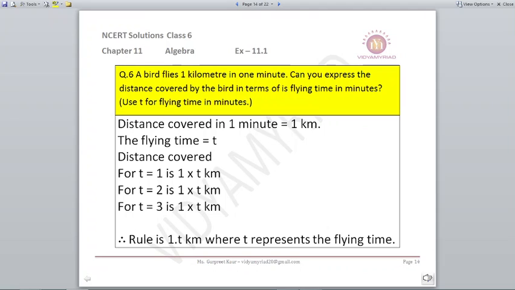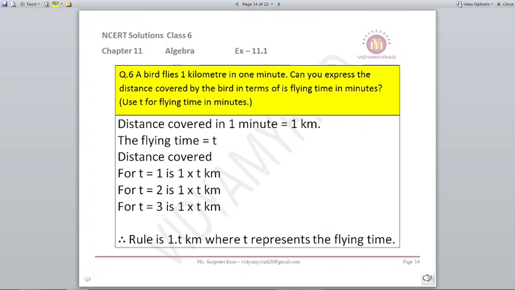A bird flies 1 kilometer in 1 minute. Can you express the distance covered by the bird in terms of its flying time in minutes using t for the flying time? So distance covered in 1 minute is equal to 1 kilometer. So for 1 minute it is traveling 1 kilometer. So if the flying time is taken as t, how many kilometers will it cover?